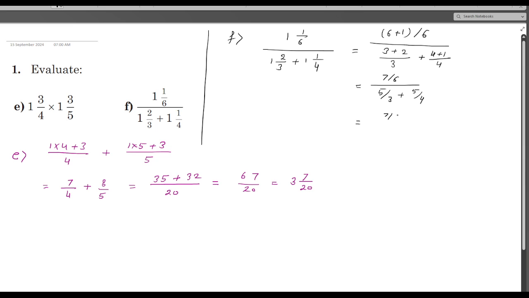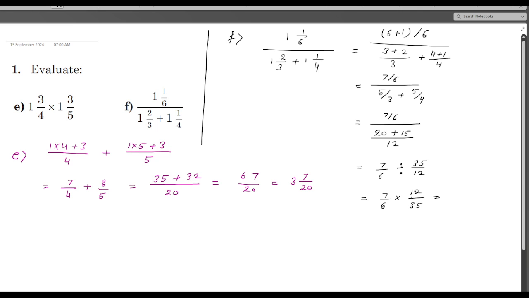Again, numerator first I will write as it is. Denominator I will simplify. So 5 times 4 is 20 plus 5 times 3 is 15 whole divided by 3 times 4 is 12. So this I will write as 7 divided by 6, now divided by 20 plus 15 is 35, 35 divided by 12. Now why am I writing like this? Because you know that if I am dividing by some number, then it is the same as multiplication by its reciprocal. So I will write 7 divided by 6 into 12 divided by 35.